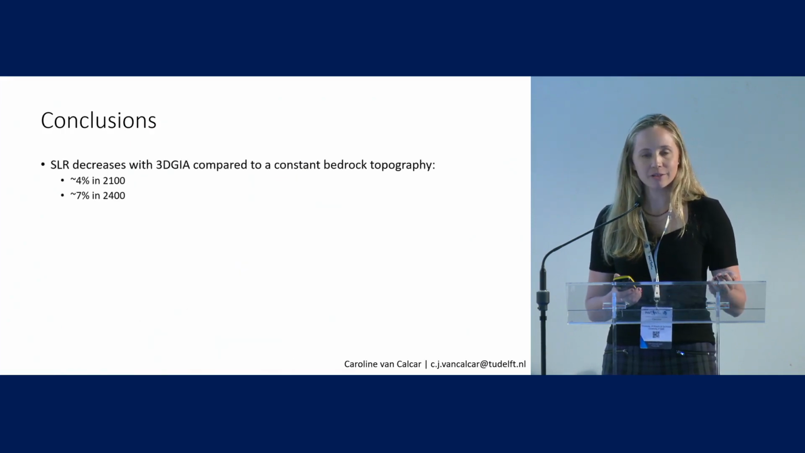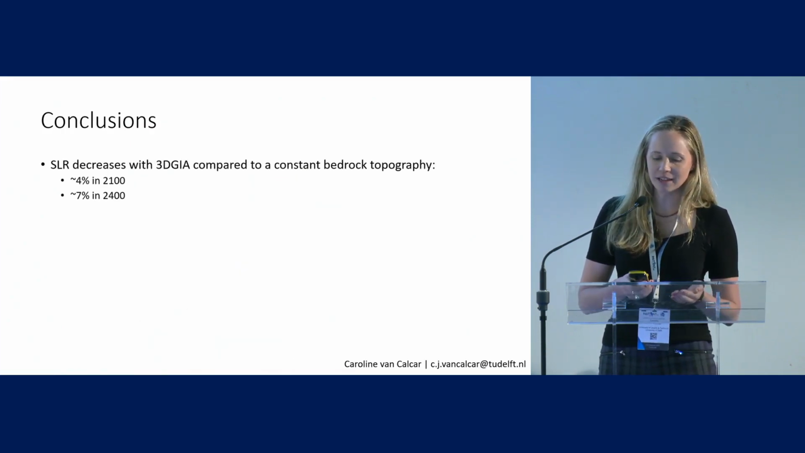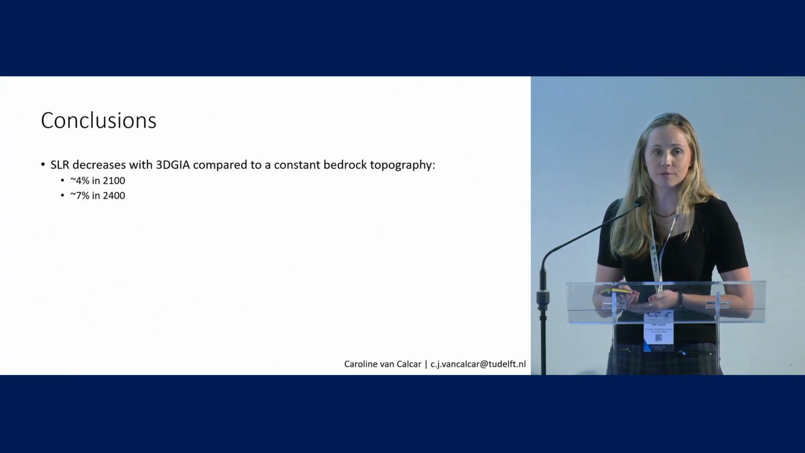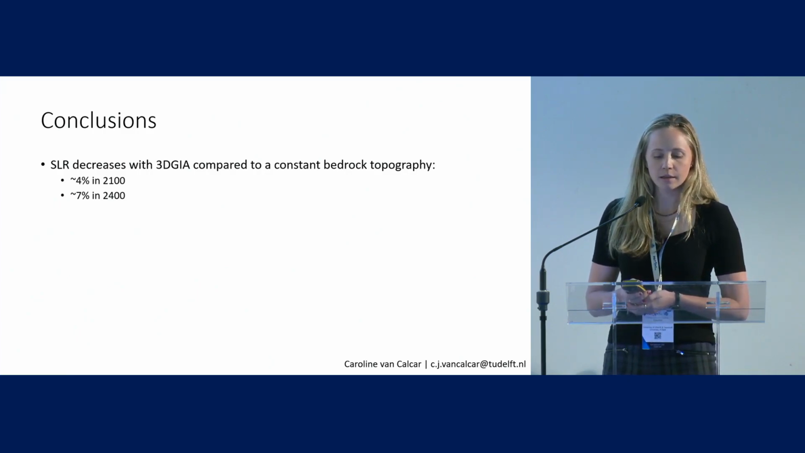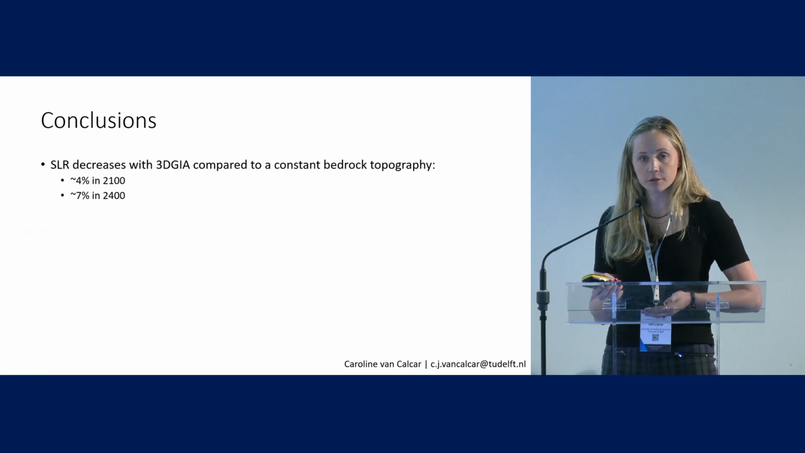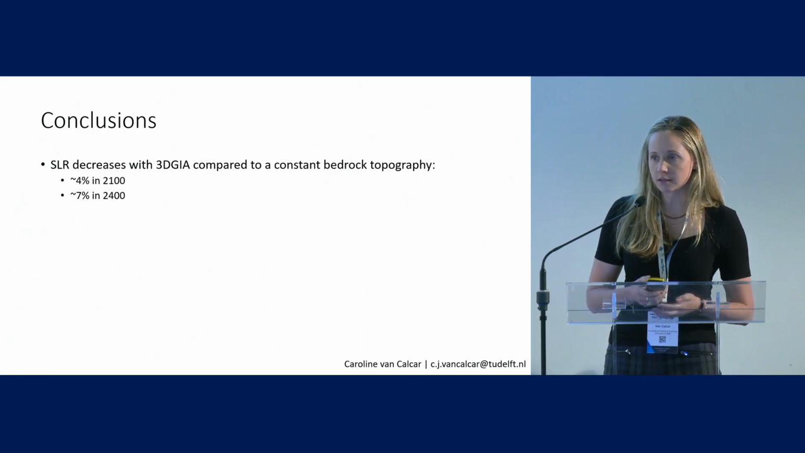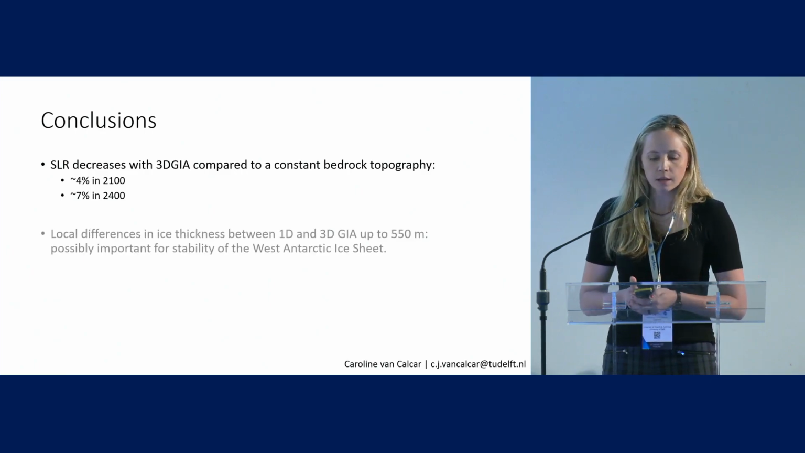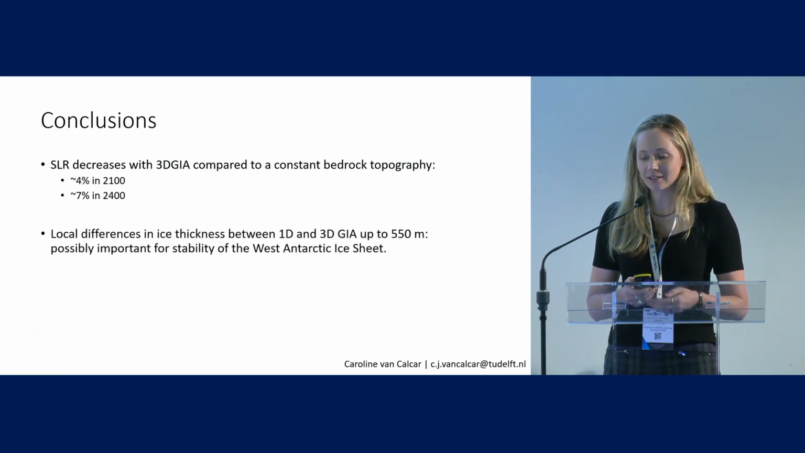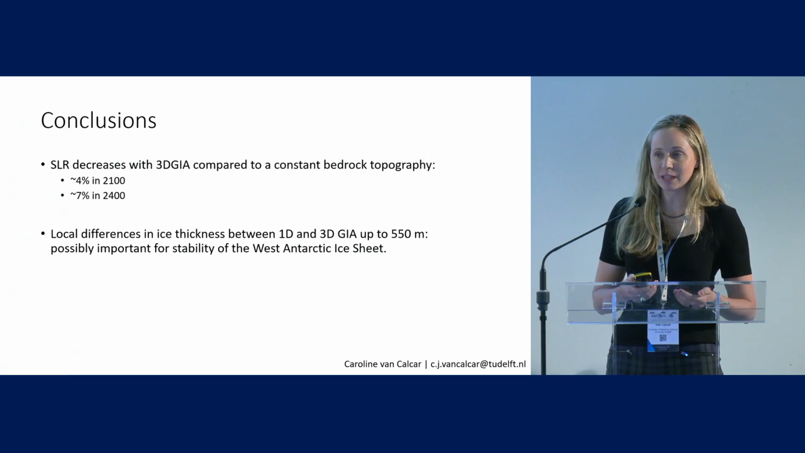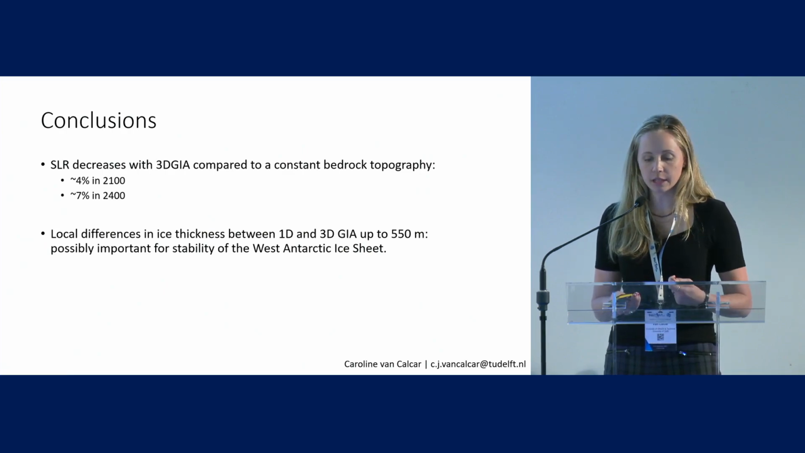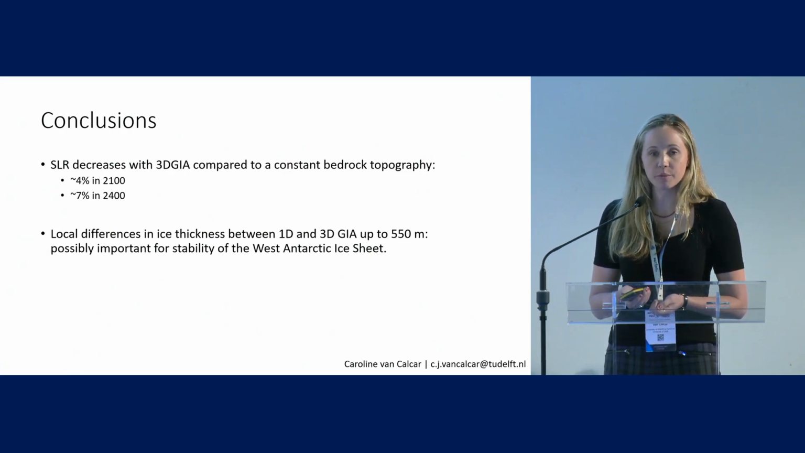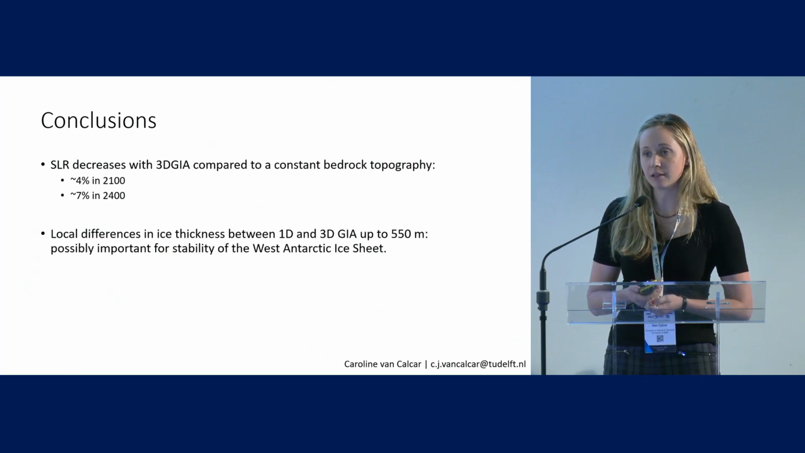So coming to the conclusions, the sea level rise contribution from Antarctica is about 4% in 2100 and 7% in 2400, where it reaches its maximum. But then the local differences in ice thickness are up to 550 meters, and that could potentially be important for the stability of the West Antarctic ice sheet.